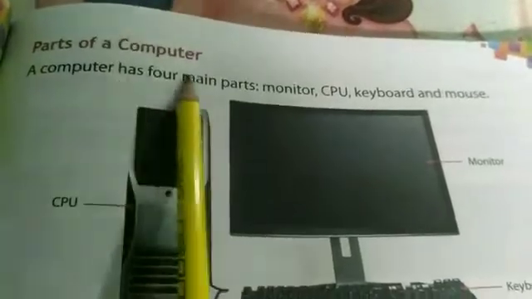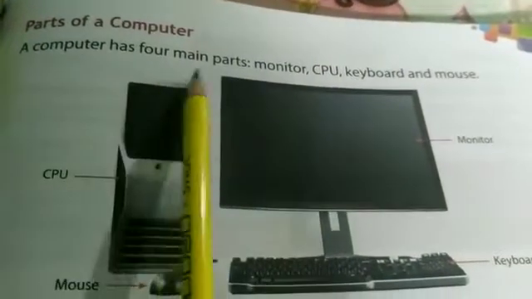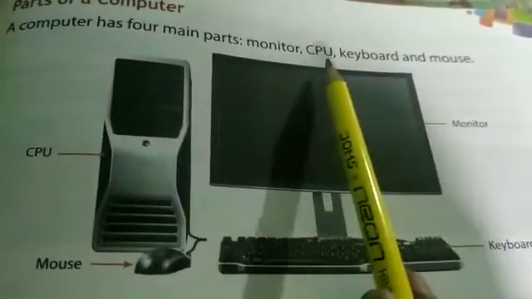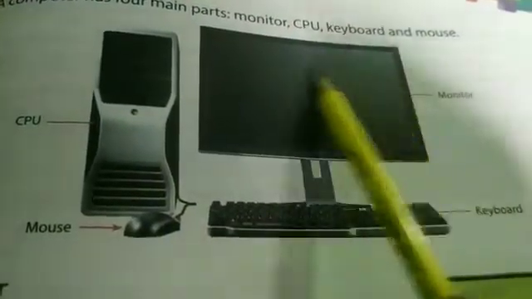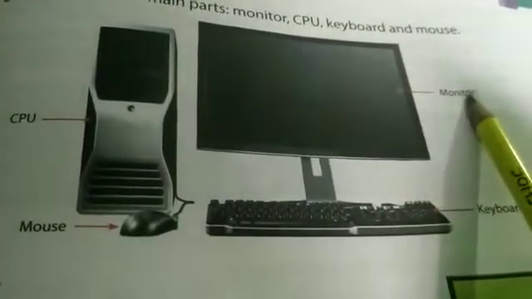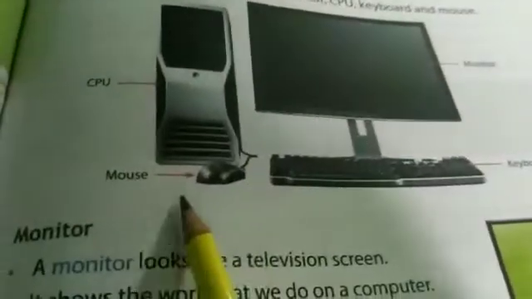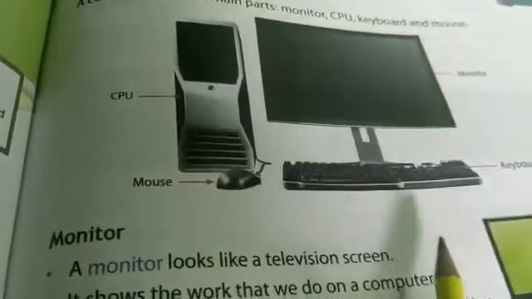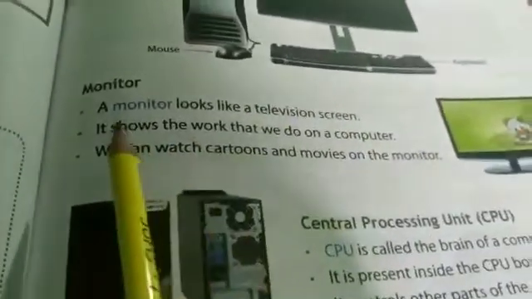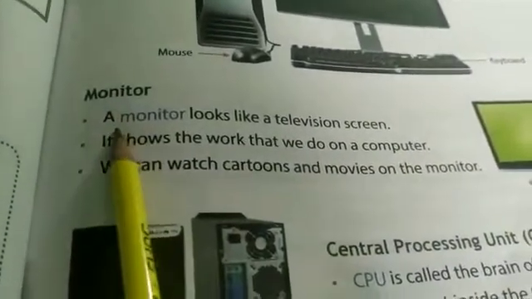So let's start. Parts of a computer. A computer has four main parts: monitor, CPU, keyboard and mouse. Children, you can see a picture of a computer. This one is the monitor, keyboard, mouse and CPU. These are the four main parts of a computer. So first we will discuss the monitor.